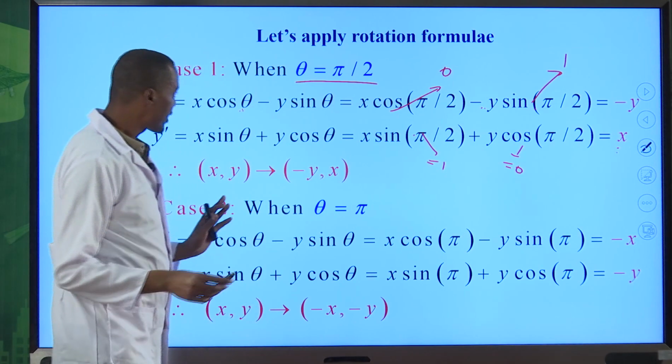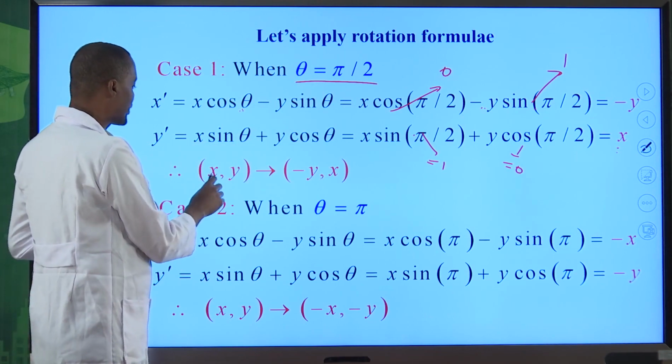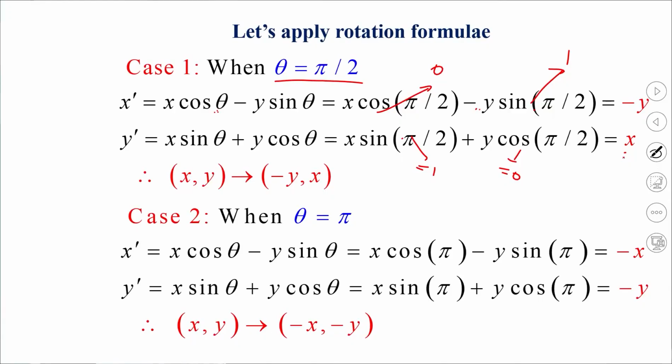So it means that if you rotate something 90 degrees, that is pi over 2, a point which is x comma y will be mapped to a new point which is minus y comma x. That is, for example, if I have a point x comma y here, and then if I rotate it through 90 degrees, finally what I get is minus y comma x. The x coordinate will be minus y, and the y component will be x. It will be mapped to minus y comma x after I rotate it for about 90 degrees.